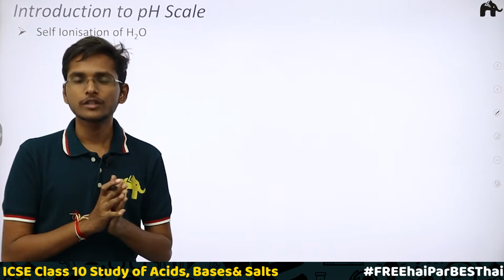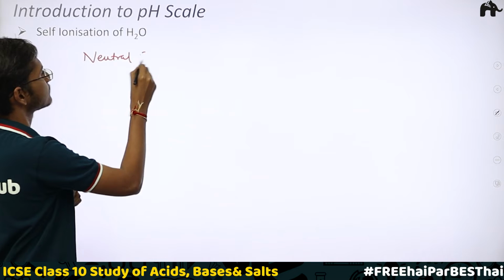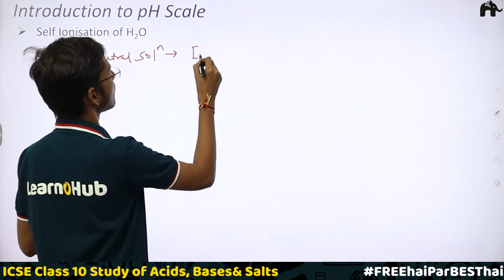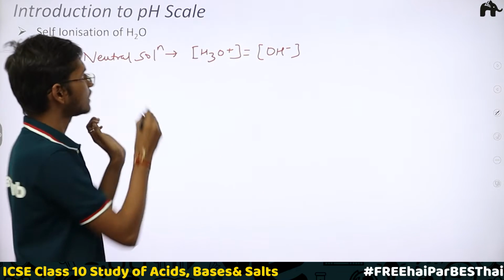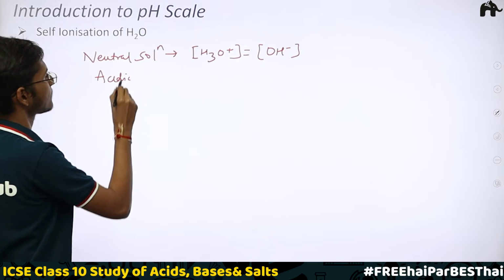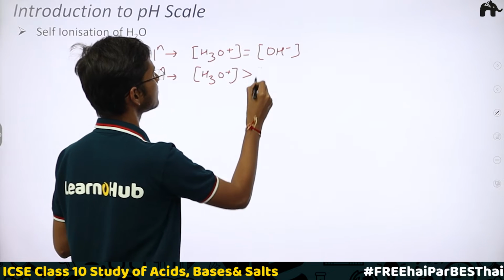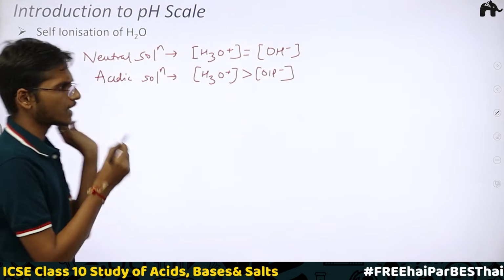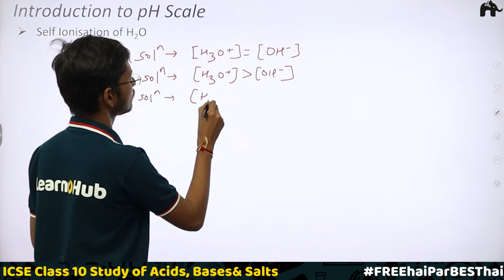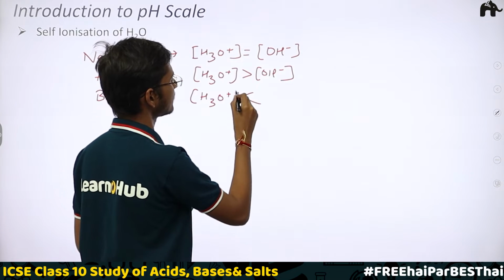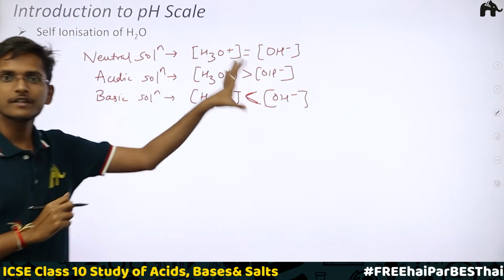So let's summarize whatever we have learned so far. In neutral solutions, hydronium ions concentration is equal to hydroxyl ions concentration. In acidic solutions, hydronium ions concentration is greater than hydroxyl ions concentration. And in basic solutions, hydronium ions concentration is less than hydroxyl ions concentration. Very clear.